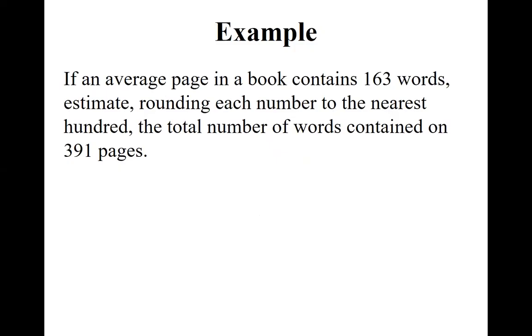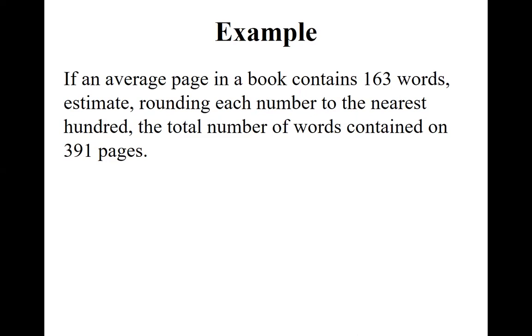If an average page in a book contains 163 words, estimate, rounding each number to the nearest 100, the total number of words contained on 391 pages. So the exact answer would be the 391 pages times 163 words, because there's 163 391 times. Instead, it's a lot easier if we multiply 2 estimates together, rounding each number to the nearest 100.